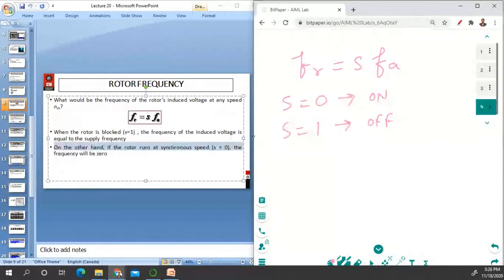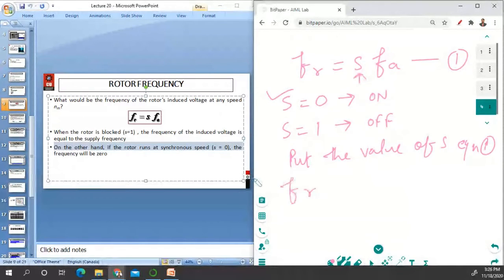So you can put the value of S in this expression, equation 1. In the first case, put the value S equal to 0 right here. So what is the value of Fr? Fr is equal to 0. So the frequency is 0, it is in off stage. And now put the value for slip S equal to 1. So Fr is equal to Fe.